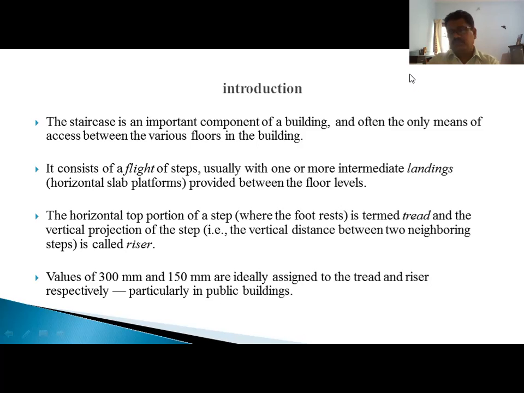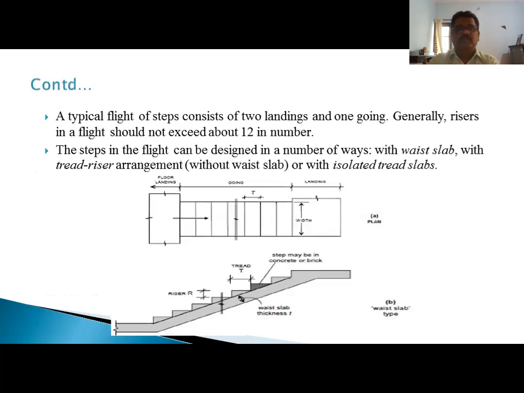The values of the tread and riser dimensions may be around 300 mm and 150 mm, ideal for public buildings. A typical flight of steps consists of two landings and one going. Generally, risers in a flight should not exceed about 12 in number. The steps in a flight can be designed in a number of ways: with waist slab, with the tread-riser arrangement, without waist slab, or as isolated tread slabs.